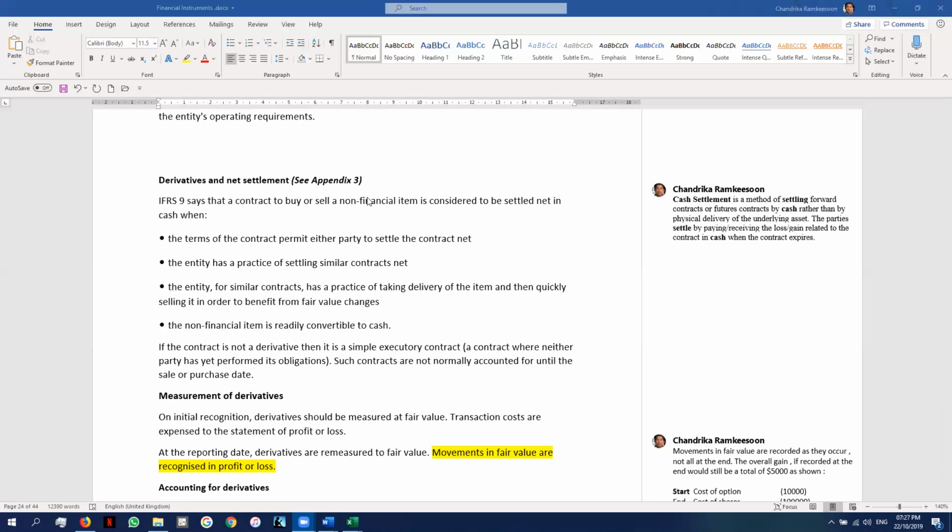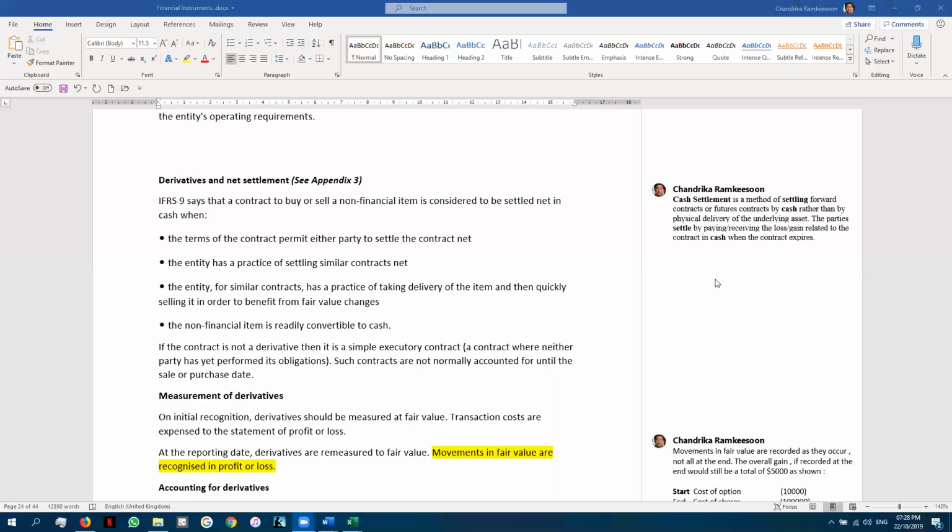In other words, it was not his intention to simply buy a piece of equipment to be used in the business. It really is a speculative type transaction. And the non-financial item is readily convertible into cash. If the contract is not a derivative contract, then it is a simple executory contract, a contract where neither party has yet performed its obligations. Such contracts are not normally accounted for until the sale or purchase date. That's right. If the entity actually intended to buy the equipment to be used, that's a different thing entirely. Now, I have a note here.